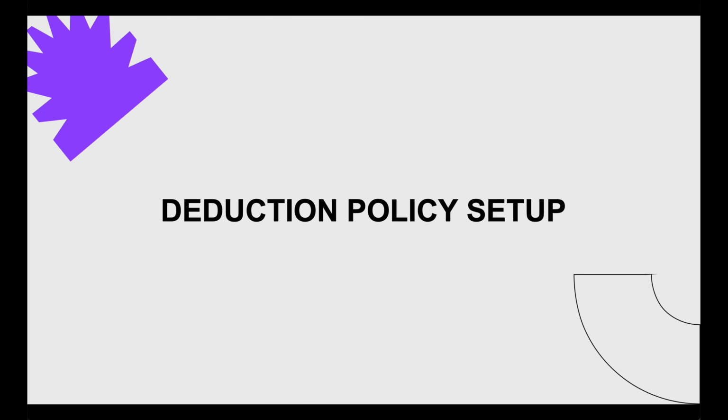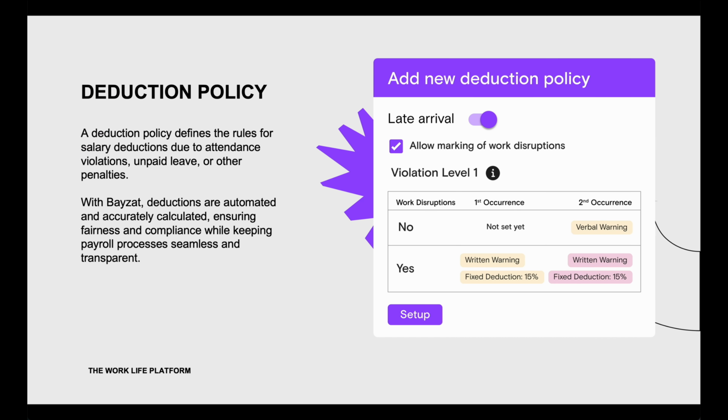Now that we've covered days in lieu, let's shift our focus to the deduction policy. This governs how salary deductions are automatically applied when employees violate attendance rules. These policies play a critical role in ensuring fair and consistent handling of attendance violations, automating payroll deductions based on clear, predefined rules, maintaining transparency for both employees and managers.